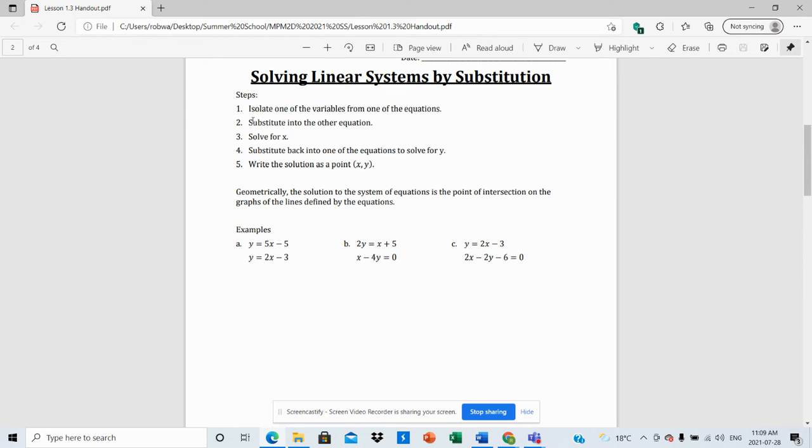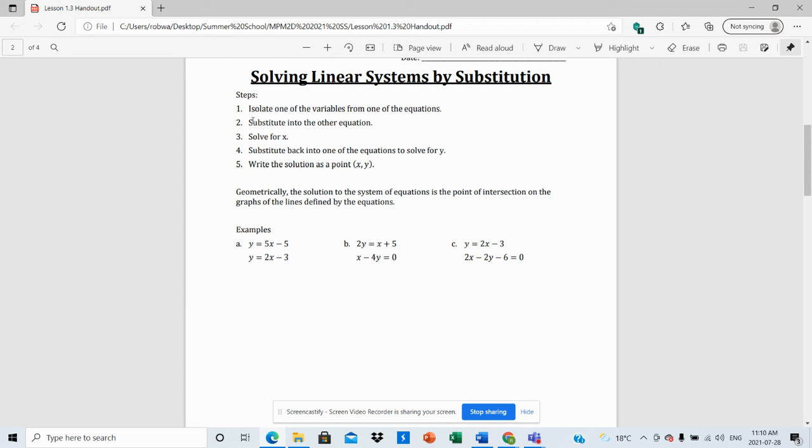Step 3, we're then going to solve for either x or y, depending on which variable you isolated. And then step 4, we're going to substitute back into one of the equations to solve for the other variable.